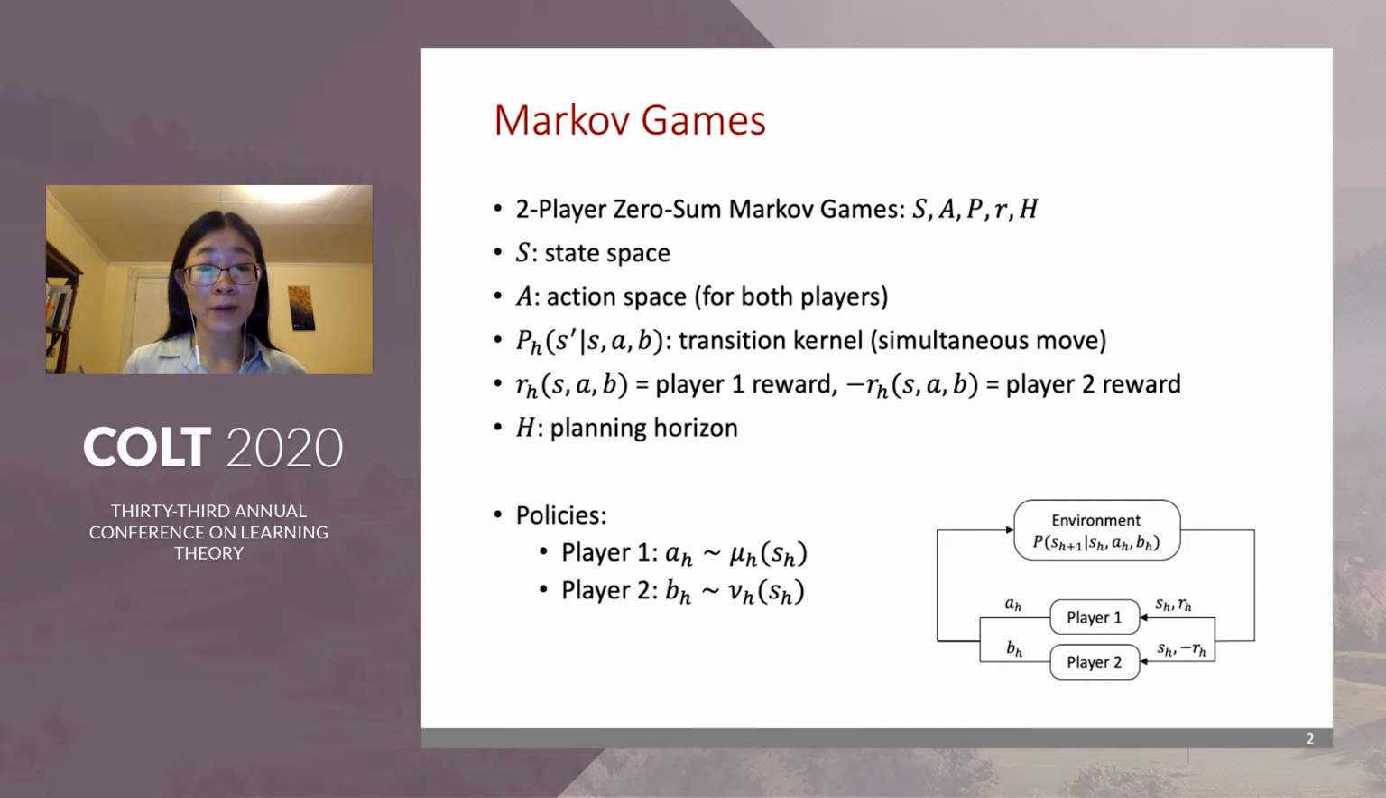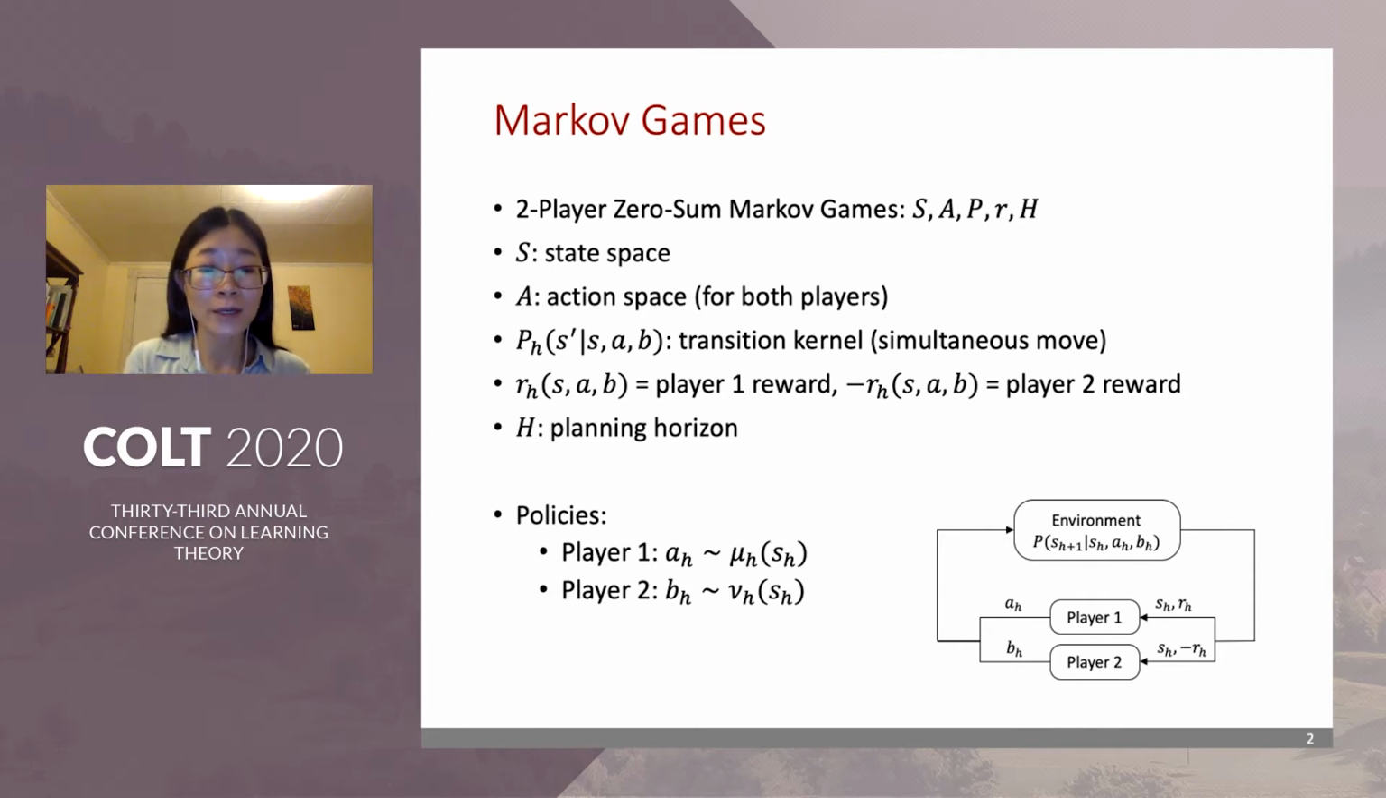We consider two-player zero-sum Markov games with Simultaneous-Move. The game can be described by 5 tuples. S is the state space. For simplicity, we assume that the action space is the same for both players. P is the transition kernel. R is the reward function for player 1. And in the zero-sum game setting, the reward function for player 2 is exactly minus R. And H is the planning horizon.